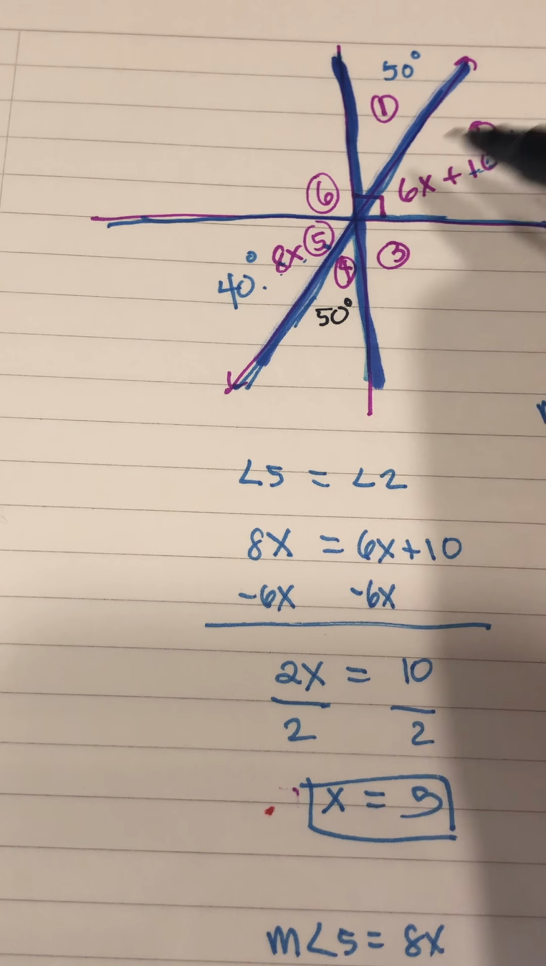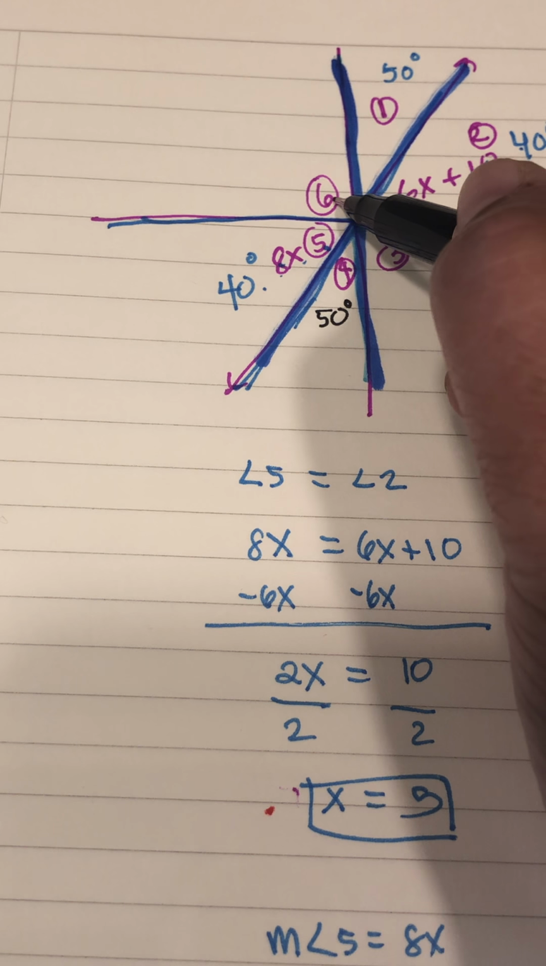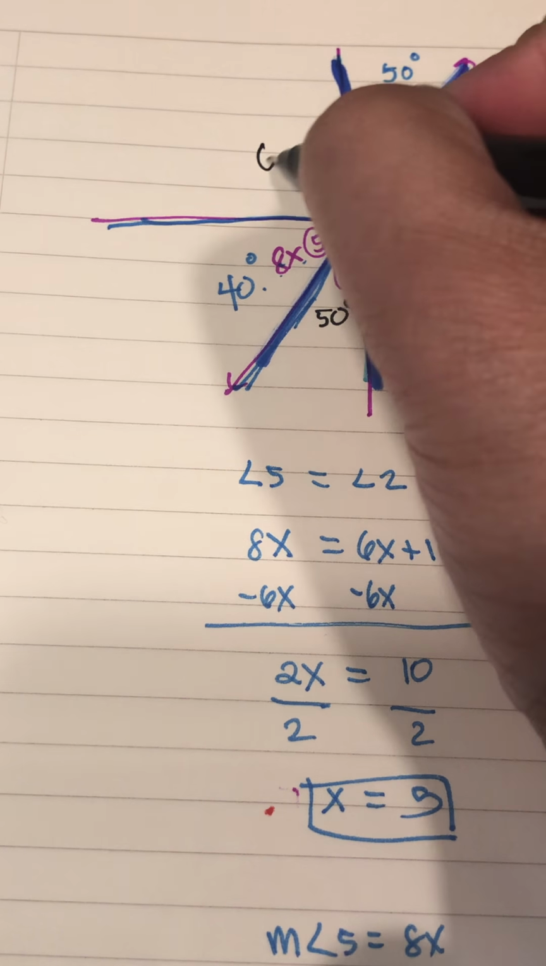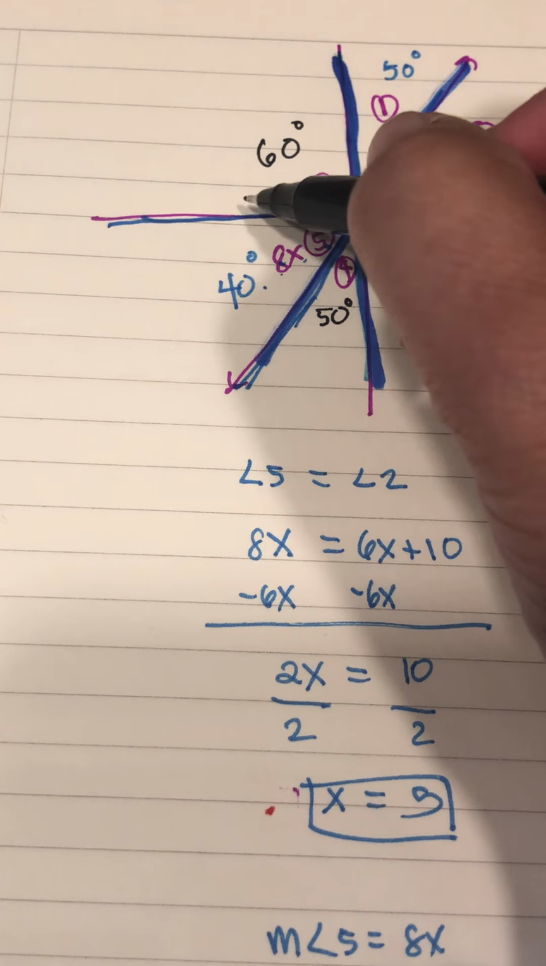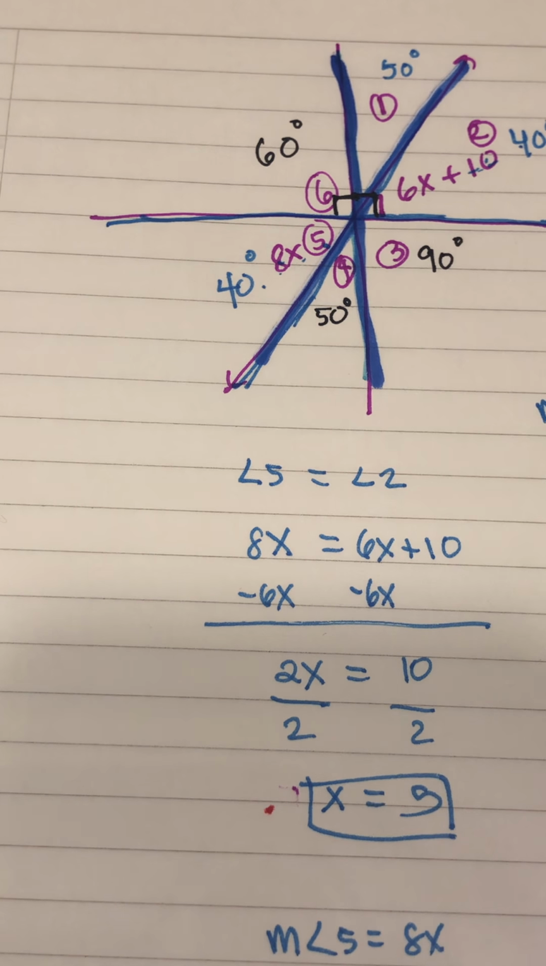And look, if this is 90 degrees over here, this should also be 90 degrees over here. So our angle 6 is 90 degrees, and it's vertical to angle 3. So angle 3 is also 90 degrees.